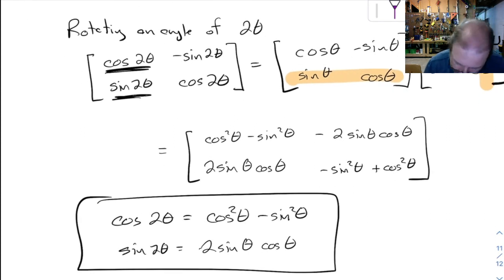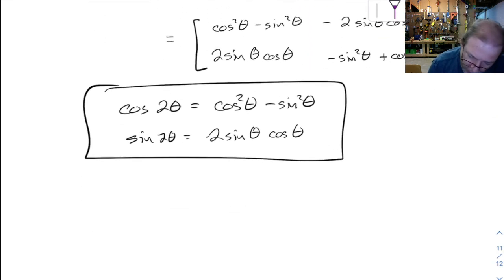A lot of the time, well, maybe I shouldn't say a lot of the time, but I have this one memorized. This one, for some reason, I don't have it memorized. But this is one way you can derive those. And if you wanted to find the stuff for sine and cosine of 3 theta, you could just multiply another one on here and get that.